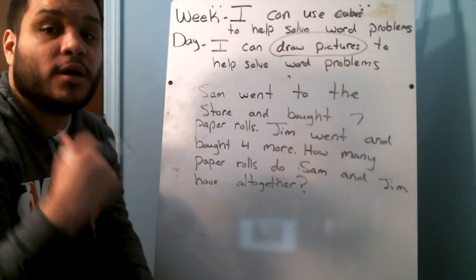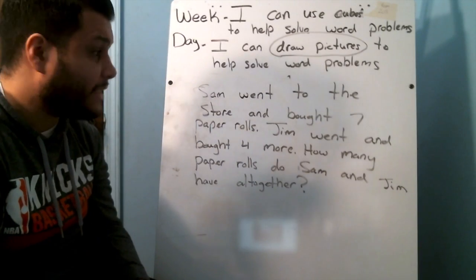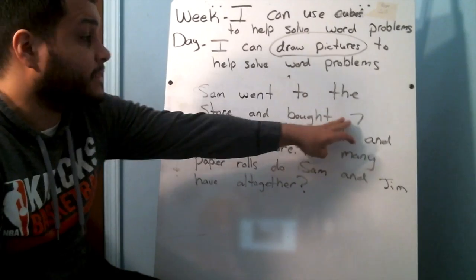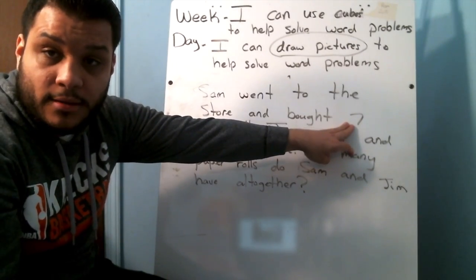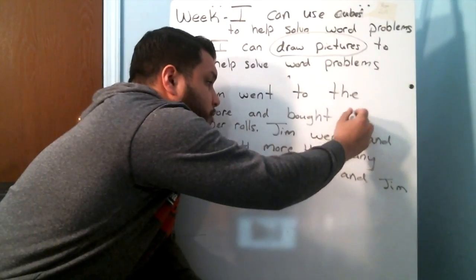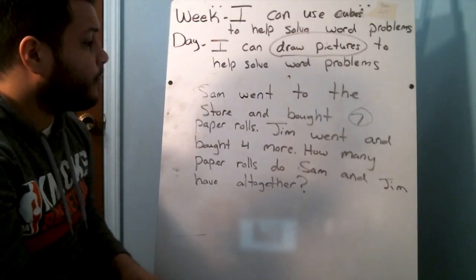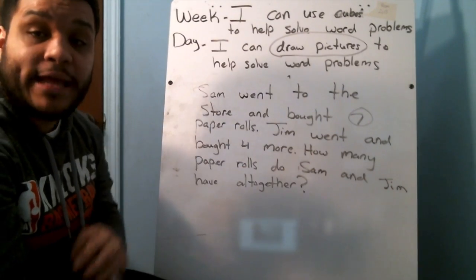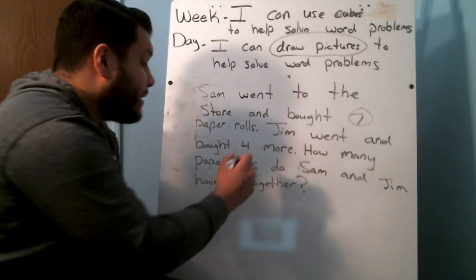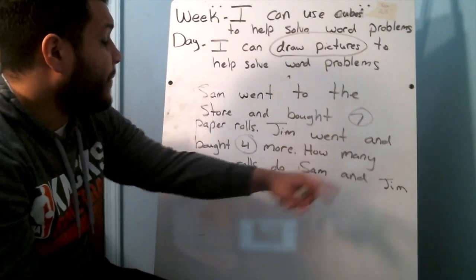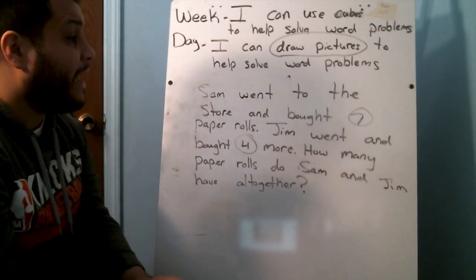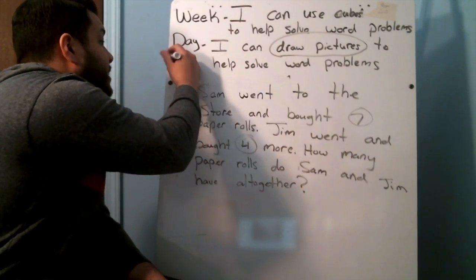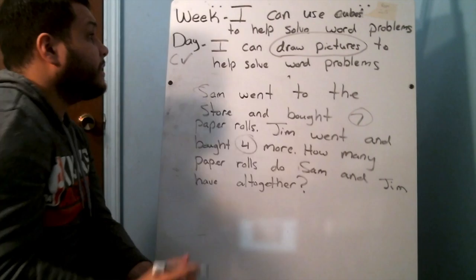C stands for, yes, circle the numbers. So I'm going to look. Sam went to the store and bought 7. Is 7 a number? I will circle 7. 7 paper rolls. Jim went and bought 4 more. Do we have another number? Yes, 4. How many paper rolls do Sam and Jim have all together? So we finished our C. Our C is circle the key numbers.